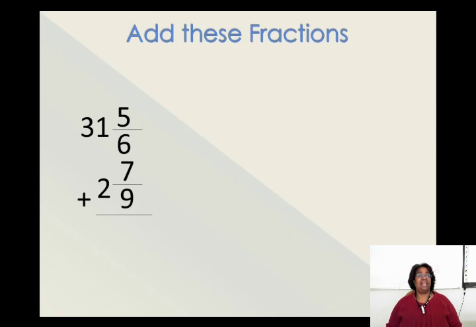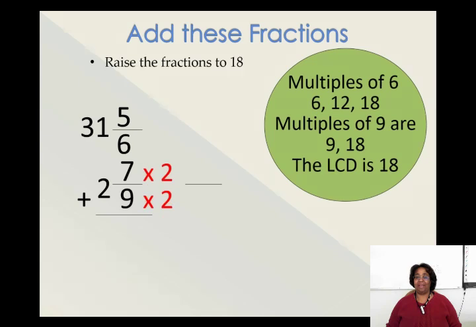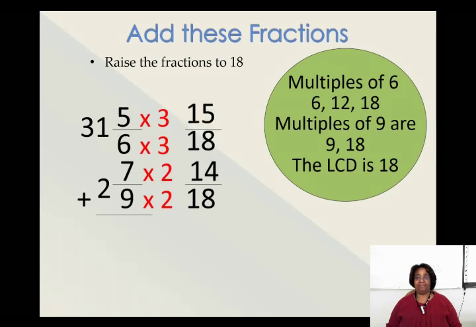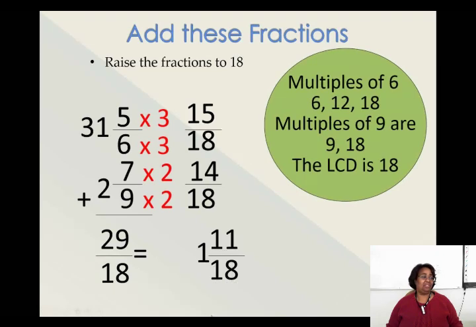Okay, for 6 and 9, what's my LCD? 18. So on the bottom, I'm going to multiply by 2, and I'm going to get 14 over 18. On top, I'm going to multiply by 3 and get 15 over 18. When I add that together, I get 29 over 18, which becomes the mixed number 1 and 11 over 18. And I can't reduce 11 over 18, so that's going to be my mixed number.